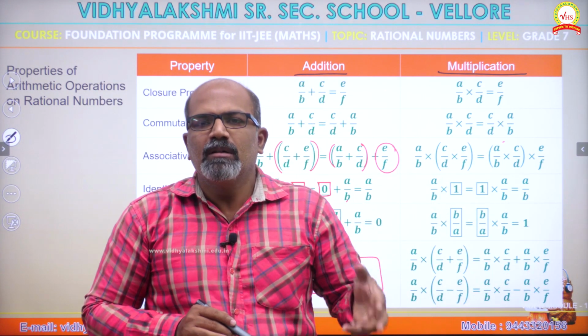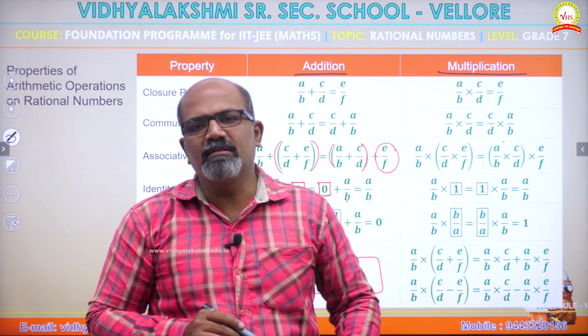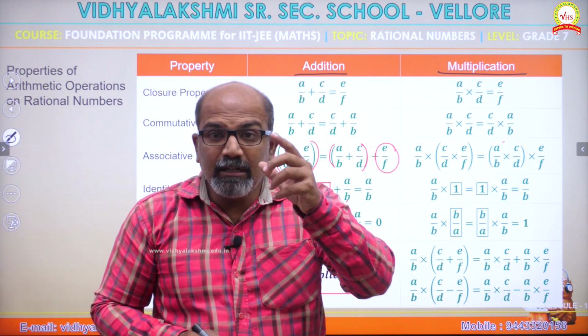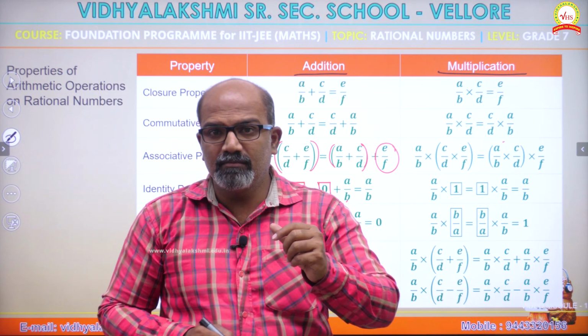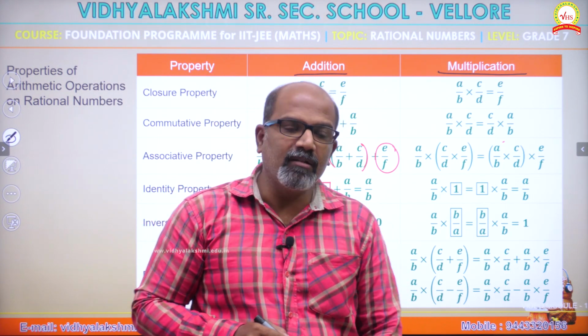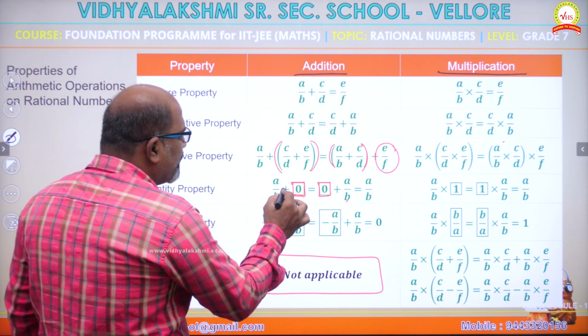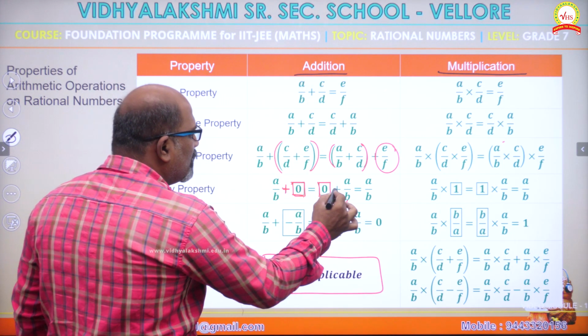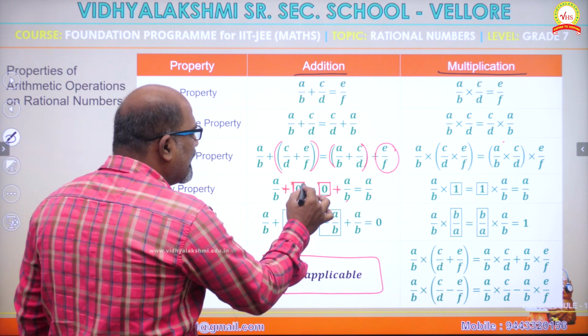0 plus anything, you will be getting the same thing. So, that 0 is called the additive identity. Because the operation we followed is addition, no? So, that is why 0 is called the additive identity.